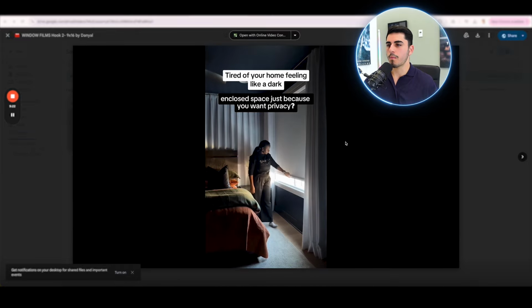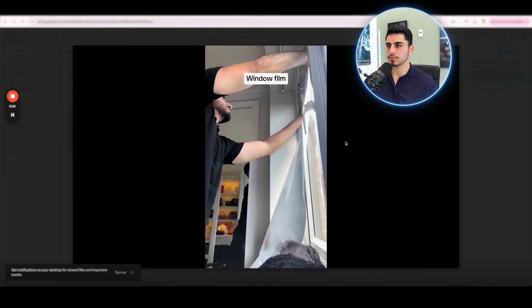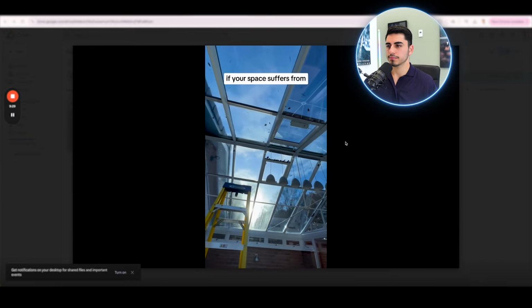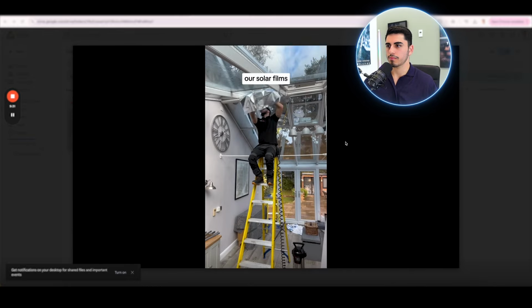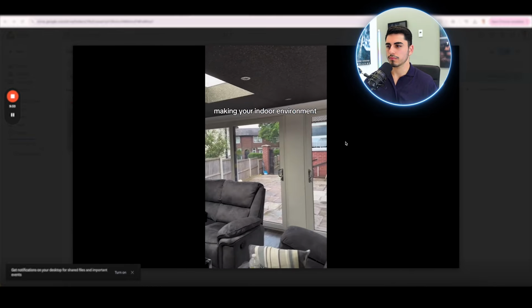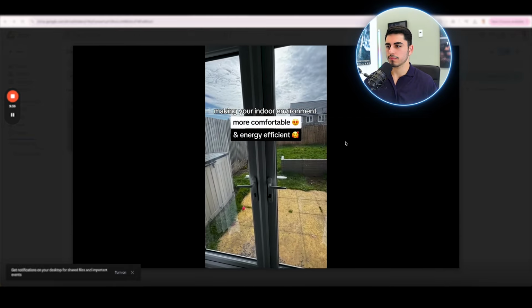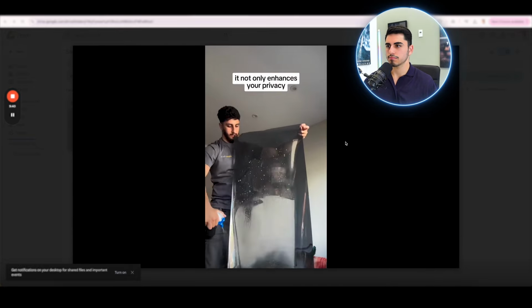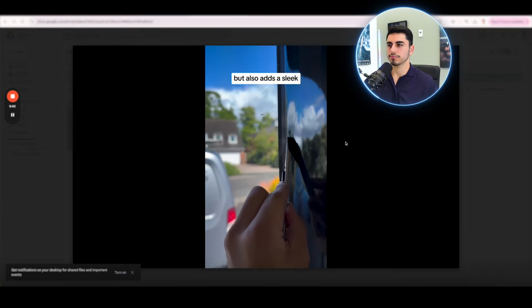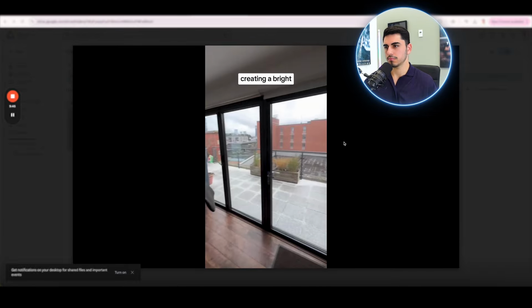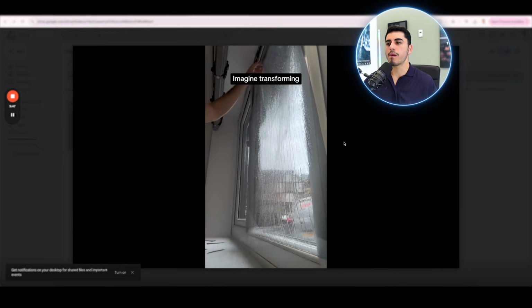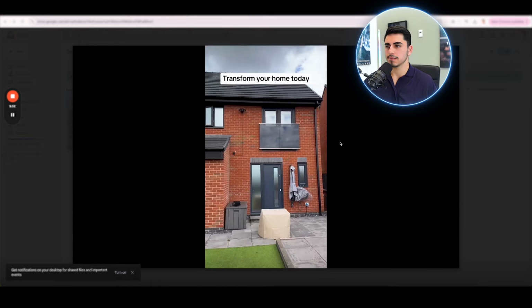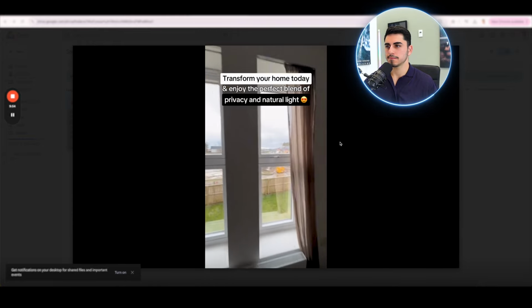Enclosed space just because you want privacy? That's where window film comes in. Window film offers an excellent way to enhance your privacy while still letting in natural light. If your space suffers from excessive heat and glare, our solar films are designed to reduce both, making your indoor environment more comfortable and energy efficient. You get privacy, comfort, and light all in one package. Take a look at the finished product. It not only enhances your privacy, but also adds a sleek, modern touch to your windows, creating a bright and inviting work environment. Imagine transforming your space into a bright, inviting environment without compromising on privacy. Transform your home today and enjoy the perfect blend of privacy and natural light.